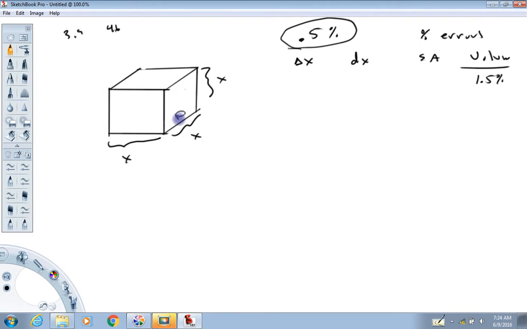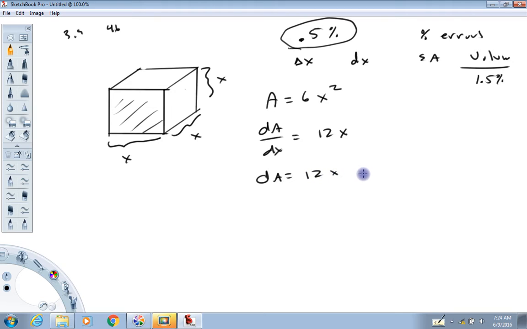Okay. Surface area now. The surface area of a single face here is x squared, and there's 6 of them. So I can either write x squared plus x squared plus x squared plus x squared plus x squared plus x squared, or I can just multiply that as 6x squared, which I'll go ahead and do. Similar to the last problem, I'm now going to calculate dA/dx. That's going to equal 12x. This again is separable, so dA can be written as 12x dx.